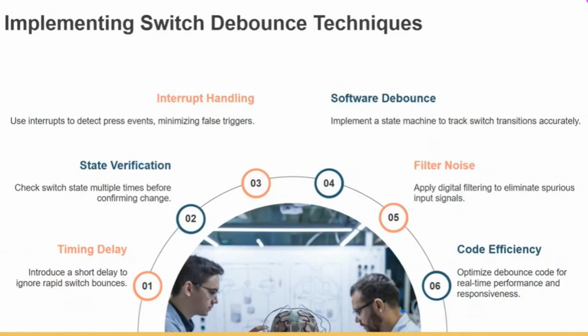Implementing switch debouncing techniques. There are 6 techniques: timing delay, state verification, interrupt handling, software debounce, filter noise, and code efficiency. Timing delay introduces a short delay to ignore rapid switch bouncing. State verification checks the switch state multiple times before confirming changes. Interrupt handling uses interrupts to detect press events, minimizing false triggers. Software debounce implements a state machine to track switch transitions accurately. Code efficiency optimizes debounce code for real-time performance and responsiveness.